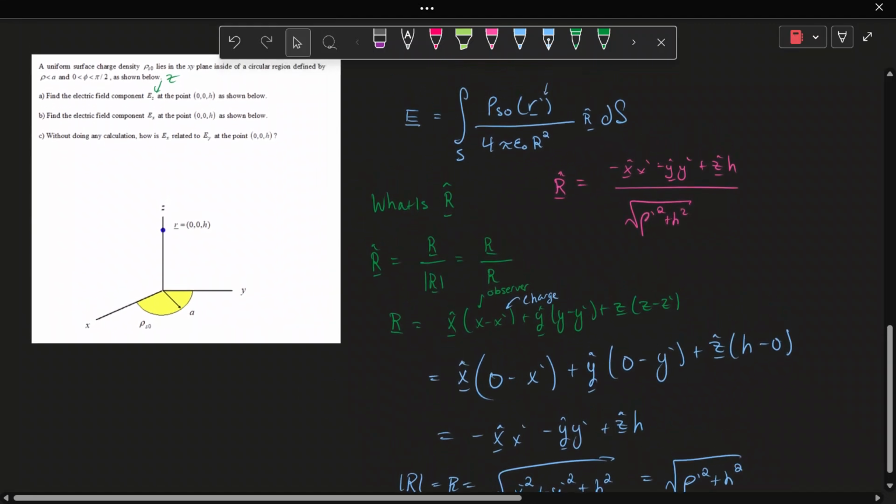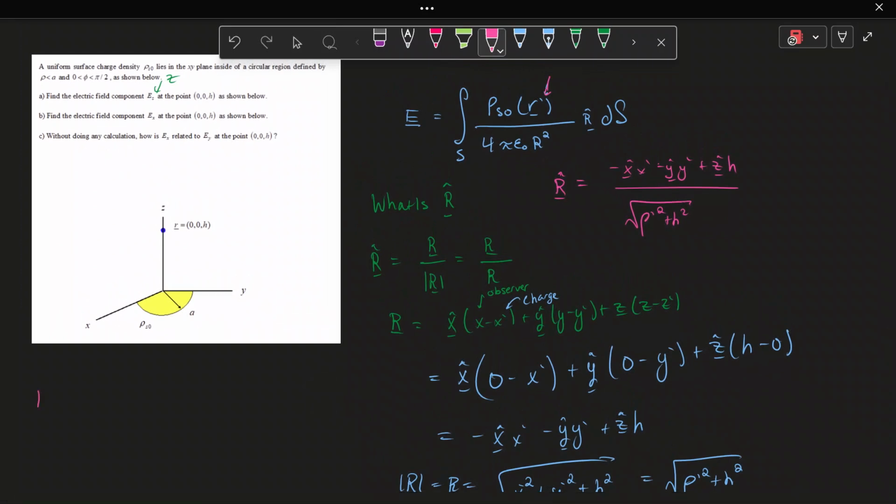Well, what is rho s at the origin of charge? That's just rho s 0. So what we can then say is E is equal to the surface integral, and remember, surface integral entails that we have a double integral of rho s 0 divided by 4 pi epsilon naught.